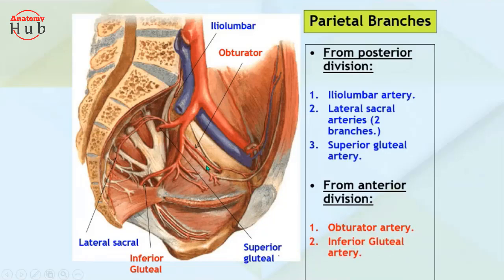Like that you will find the inferior gluteal artery. Okay, the inferior gluteal artery will be the branch of the anterior division of your internal iliac artery, but the superior gluteal artery will be the branch of the posterior division of the internal iliac artery.